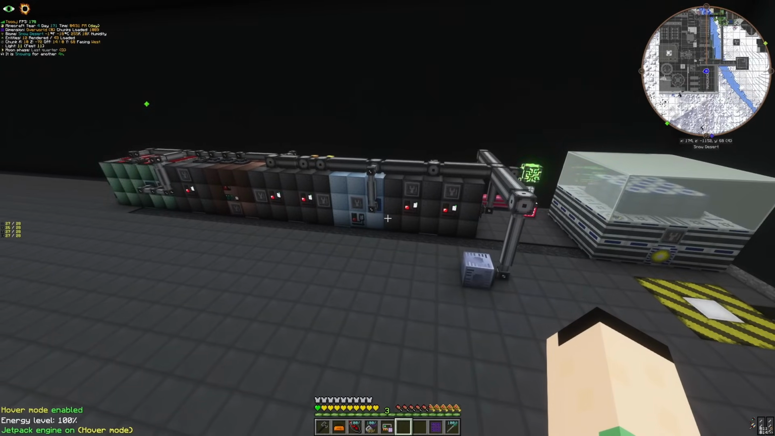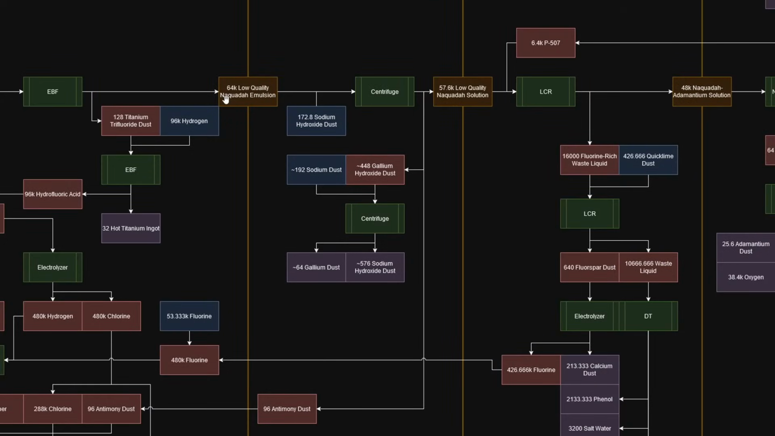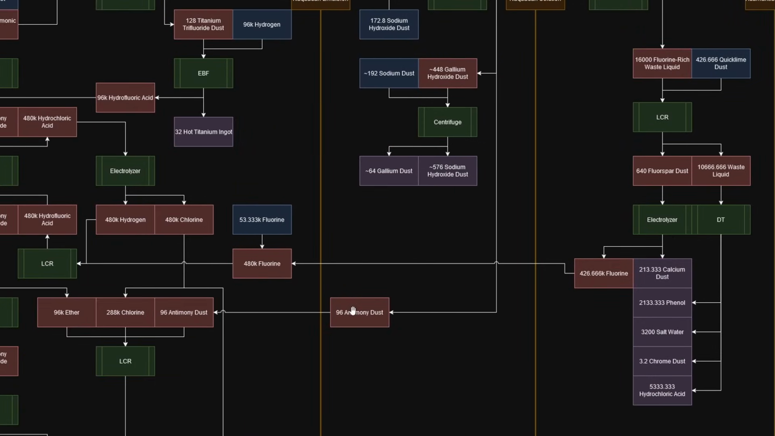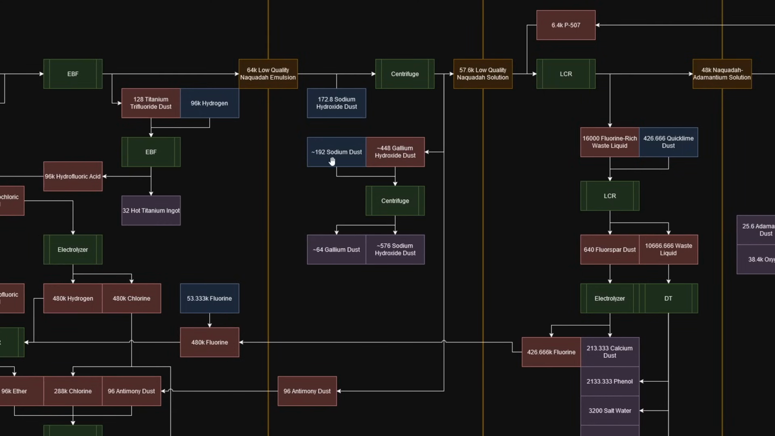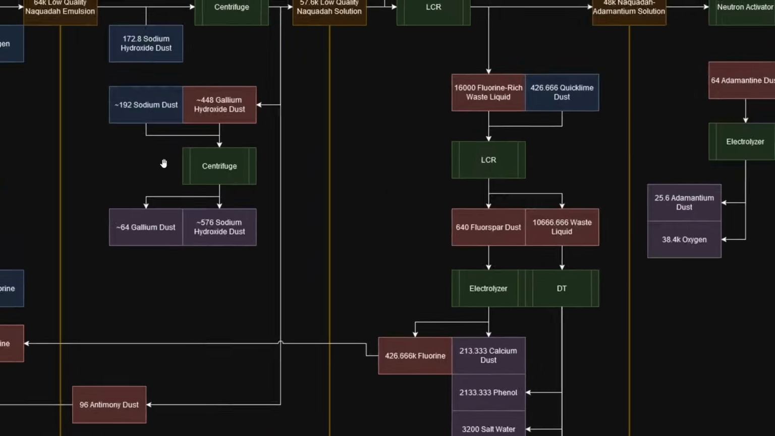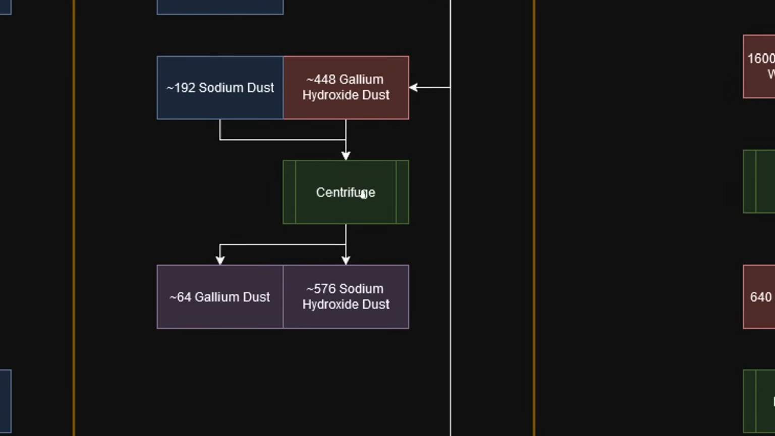The next step, low quality Naquadah emulsion into a centrifuge to get low quality Naquadah solution. Pretty straightforward. I just need to supply some sodium hydroxide, and I'll get some gallium hydroxide out, as well as the antimony, which I need to route back to phase 1. Gallium hydroxide is just reacted, or I guess centrifuged with sodium dust. Is that right? This might not be centrifuge. Whoops, my bad. This is supposed to be a chemical reactor.